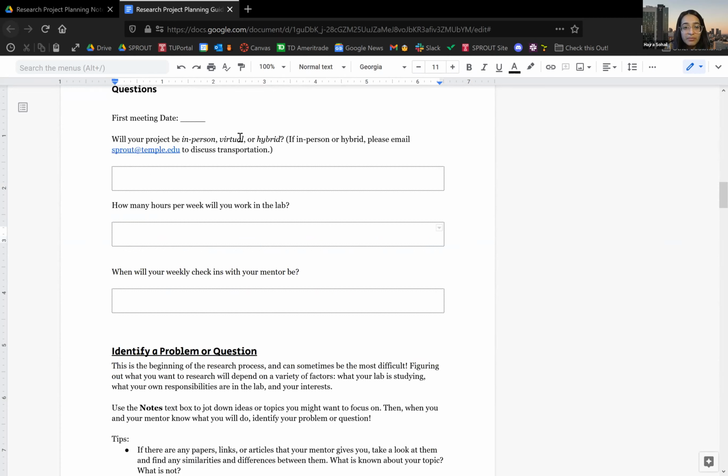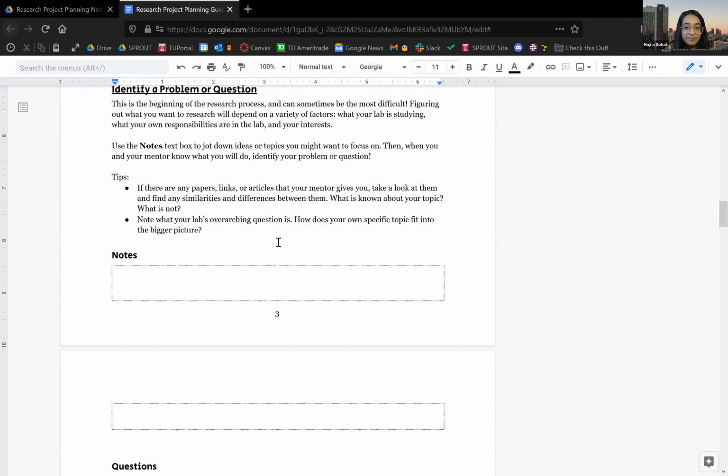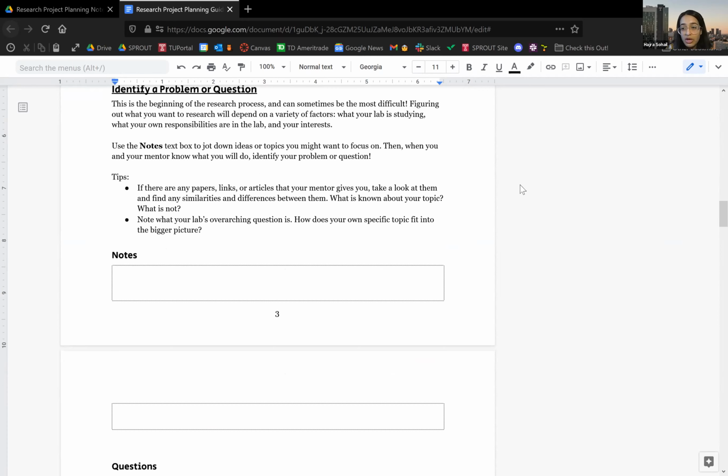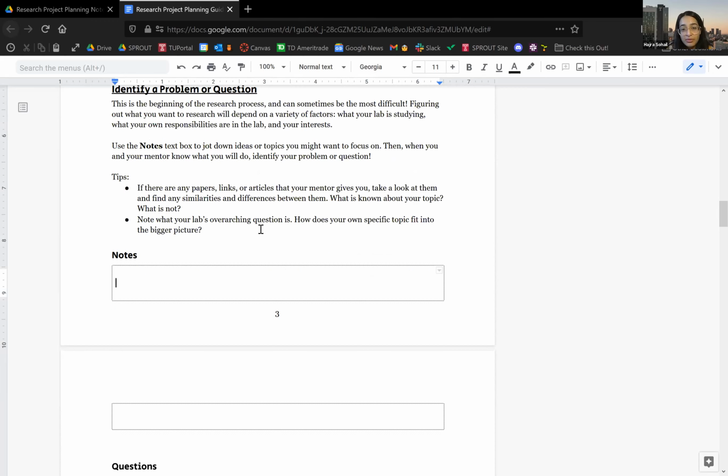In this meeting, you want to basically just hash out the structure of your lab. Will your project be in person, virtual, or hybrid? If it's in person or hybrid, email us to discuss transportation. This will give you some sort of structure for your project. Then in the same meeting, you would probably talk to them about your problem or question. You would probably ask your mentor stuff like, what is my role in your lab? What are some specific papers, links, or articles that you could give me?